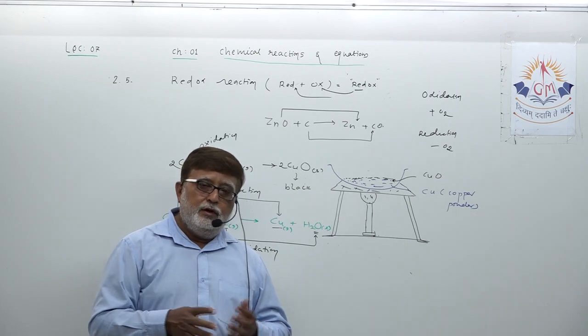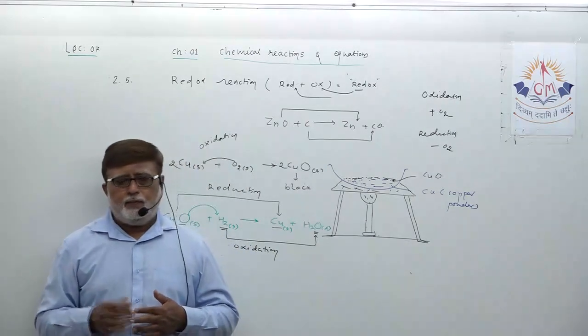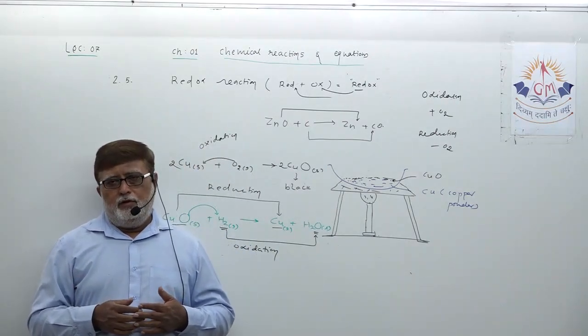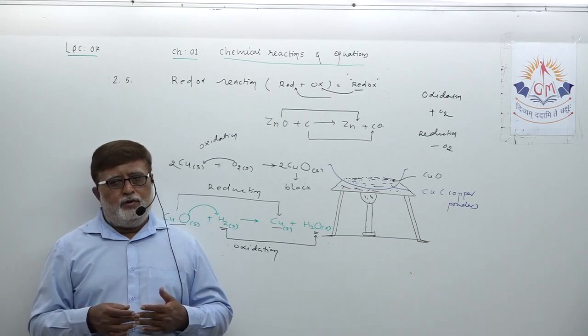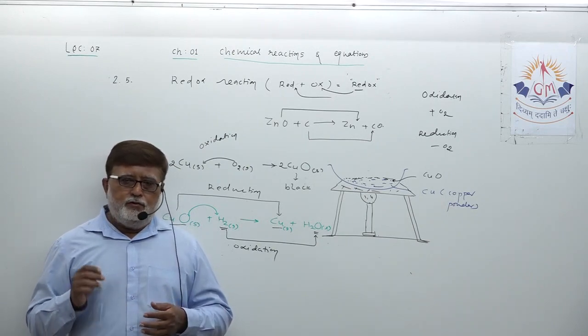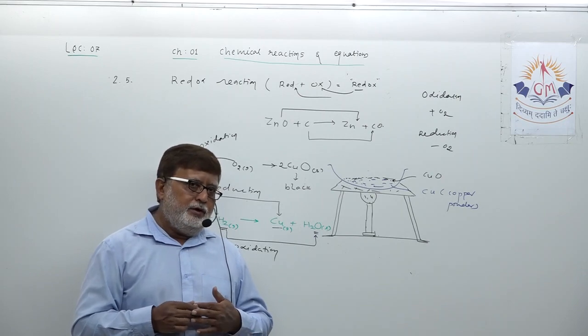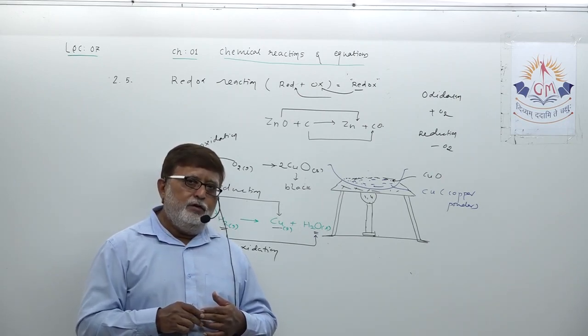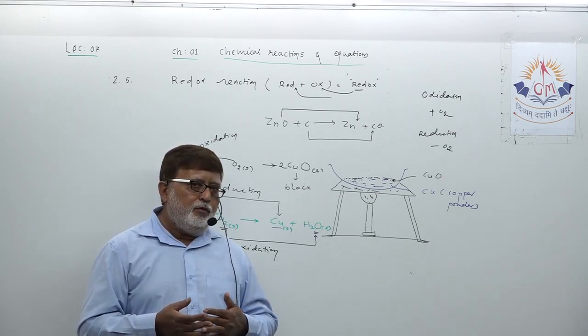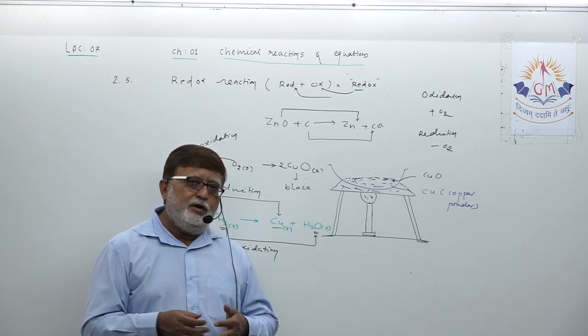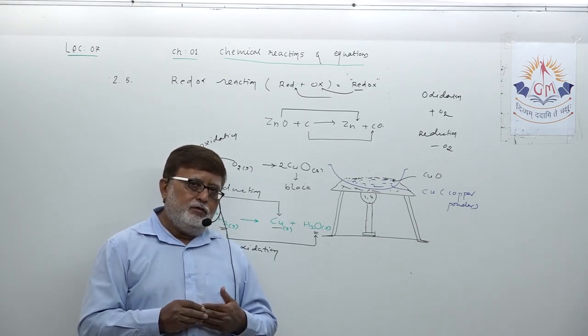Similarly, dear student, if silver ornaments are kept open, then also you will see a green coating depositing on the silver. That is also one type of corrosion. Understand, that green colored coating is silver oxide.